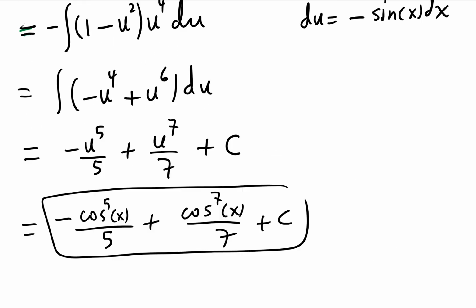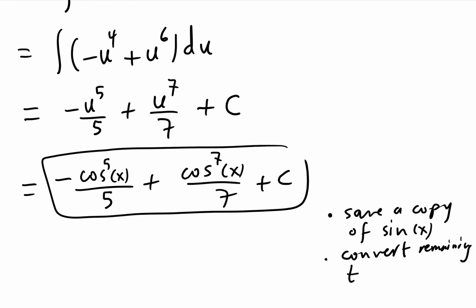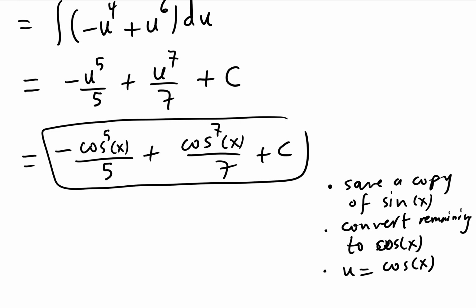So again, the steps were: save a copy of sine x, convert the remaining to cosine, then let u equal cosine x. So every time you have sine and cosine within one integral with different exponents, take the odd one, save a copy of it next to dx, convert the remaining to the other one, and then use the u sub.